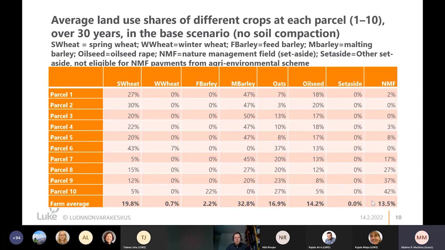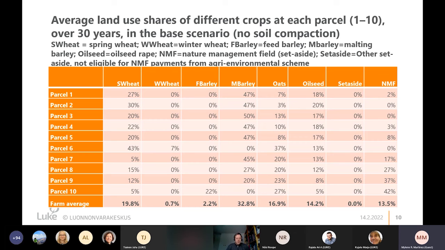So first, we have the reference, no soil compaction. And we have a typical land use in this region, so that 70% of the land is used for cereals on this cereals farm. This is not an average farm, but the typical cereals farm. Yes, a nature management field is there, often at the most distant field parcels. If you look at the right-hand side column, you can see the nature management field, which is paid some subsidy. So it's not harvested, but it's located on the most distant field parcel.